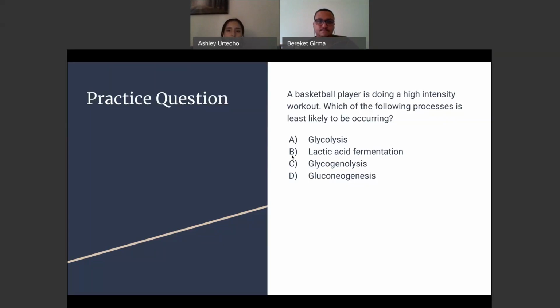I just wanted you to see that gluconeogenesis would not be happening when someone is exercising, because when someone's exercising, they want to make more ATP so that they can continue using their muscles. And gluconeogenesis will just take that ATP to make glucose, and that's not necessary when you're doing a workout. And I said this before, gluconeogenesis happens when you've been starving for a while and you want to make glucose.